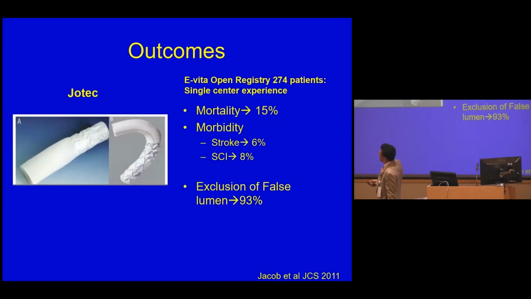Their outcomes in the E-vita Open registry, 274 patients: their mortality was 15%, stroke was 6%, and spinal cord ischemia, again, is still 8%. But you can imagine this looks like more than 10 centimeters. Dr. Bohr, in his initial description of the elephant trunk technique, described leaving only a 10 centimeter segment of graft down the descending thoracic aorta, because if you left it longer, then you occluded more intercostals, and that's where the spinal cord ischemia happens. So I'm not super surprised that they had such a higher spinal cord ischemia.